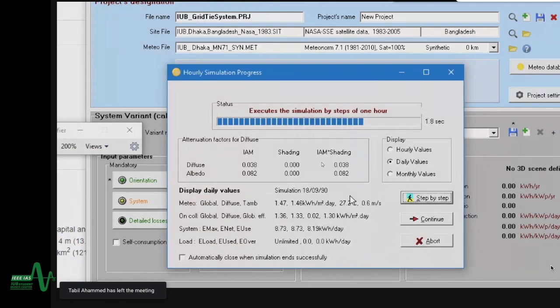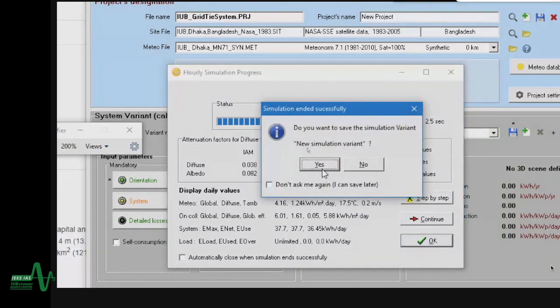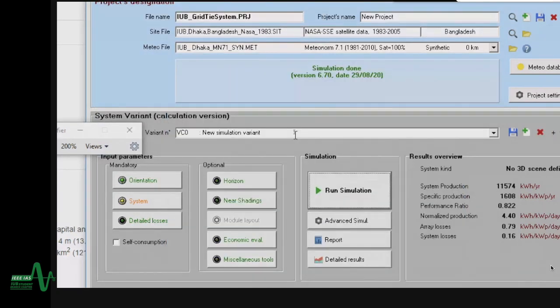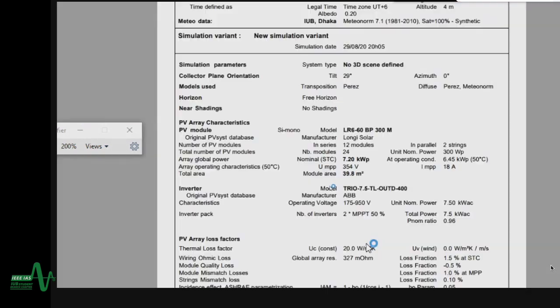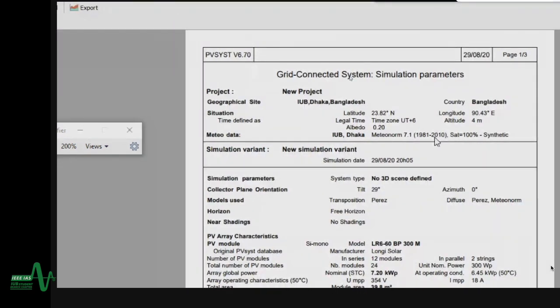And then come to run simulation. Fine, it's working. It's already done. Okay, the simulation ended successfully. Then it asks, new simulation, do you want to save? Yes, save, and it's done. Now what we will do, we'll go to the report section. Look, here the PDF file is already generated for our esteemed, loving institution, IUB.